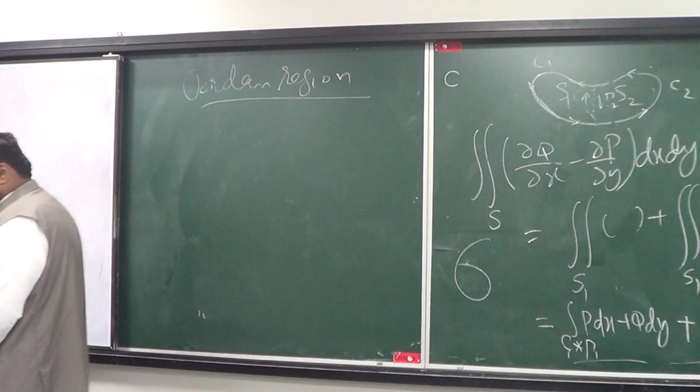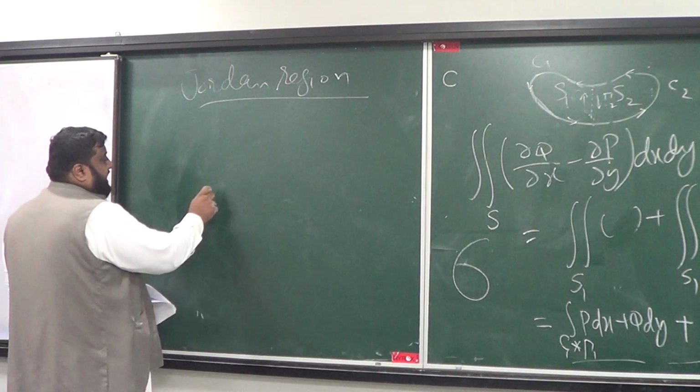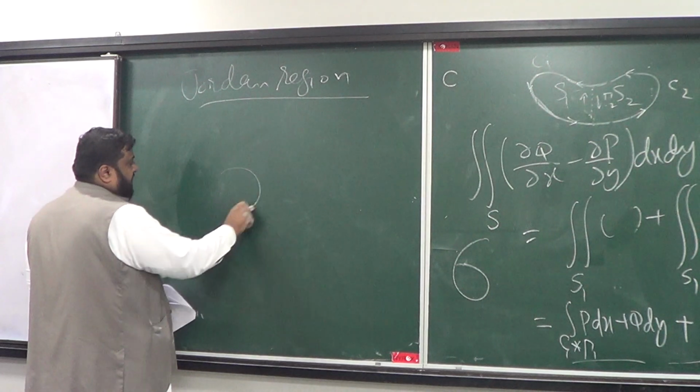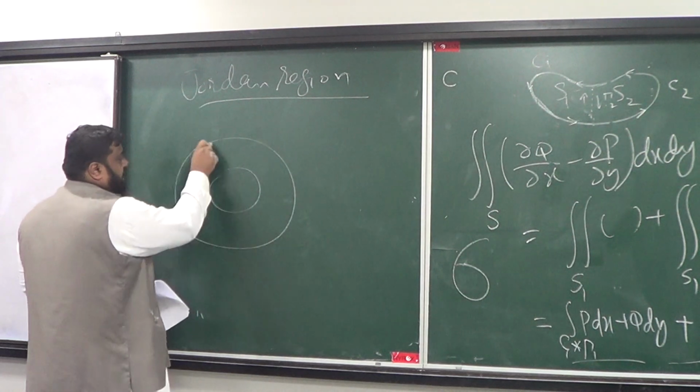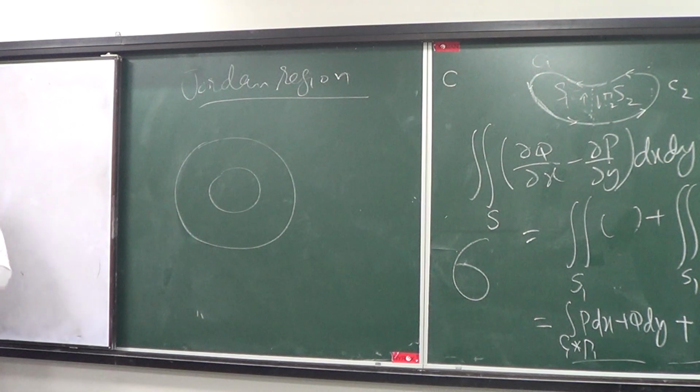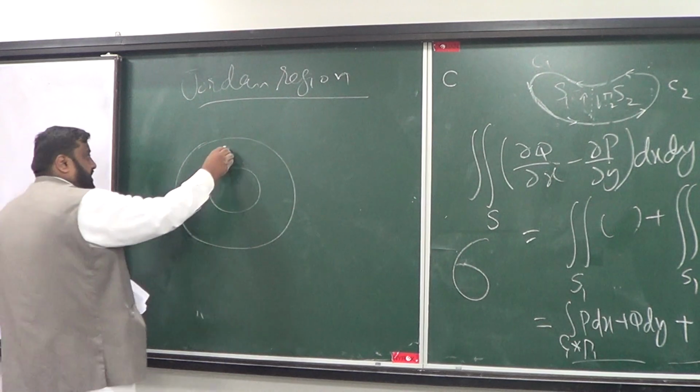Okay, imagine this multiply connected region. Imagine this region, enclosed by two Jordan curves. So I'm talking about this part, this region.